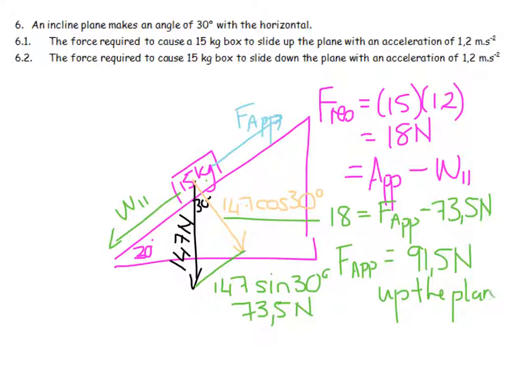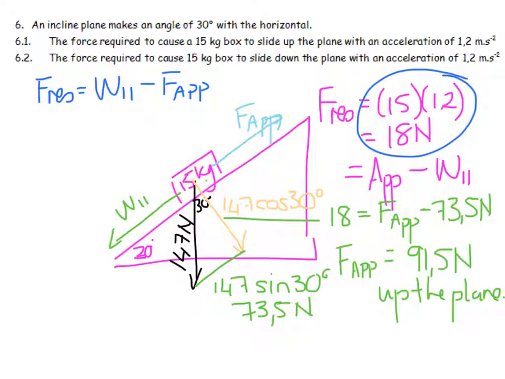Remember, this has to move up. What happens if it's going to go down the plane at that particular acceleration? Well, now I've got a slightly different situation. I am going to say that force resultant is equal to big force that's going down the plane minus some or other applied force. My force resultant down the plane is, in this case, again, I want it to go at exactly the same speed, and it's the exact same mass. So it's 18. It's just in the opposite direction.